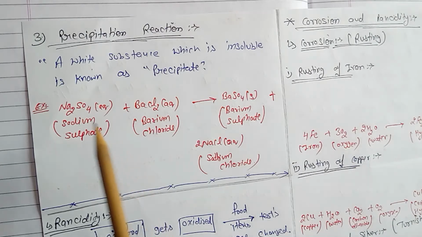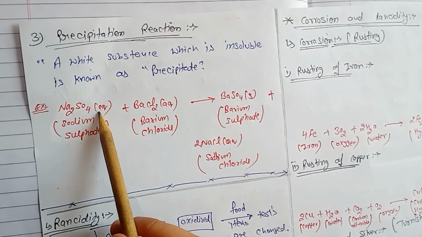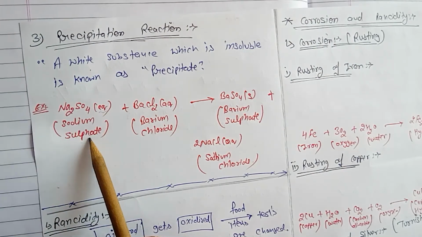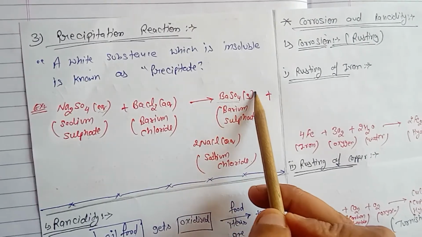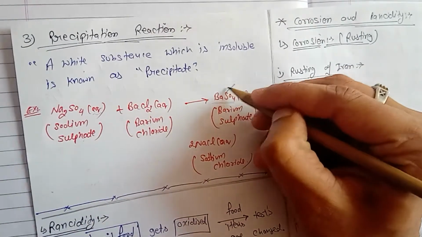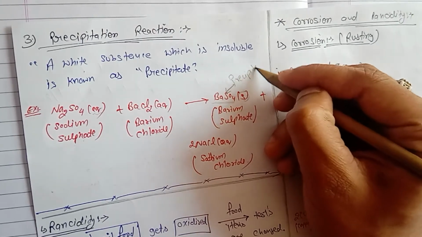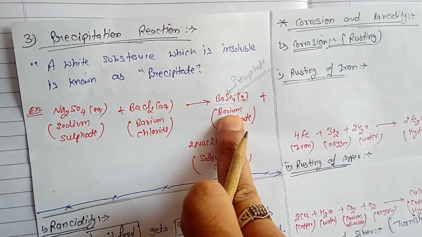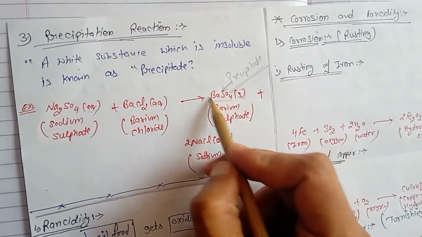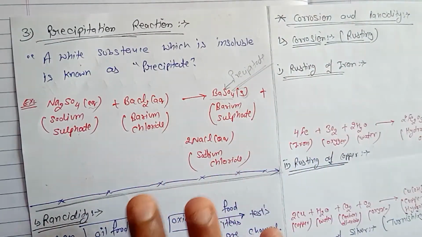And the example of precipitate reaction is sodium sulfate. When an aqueous solution of sodium sulfate reacts with barium chloride, it forms barium sulfate in the form of a solid, and this is the precipitate. It is a white substance which is insoluble in water, it does not melt in water or any liquid.